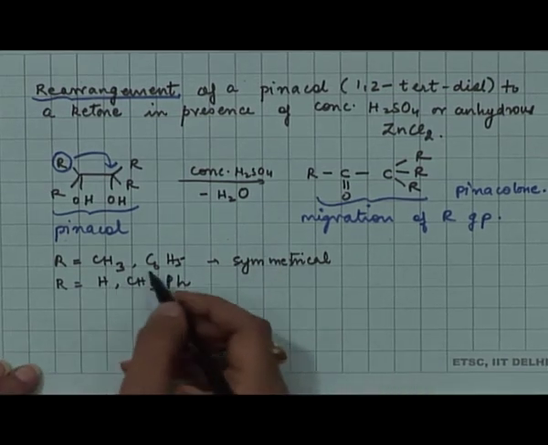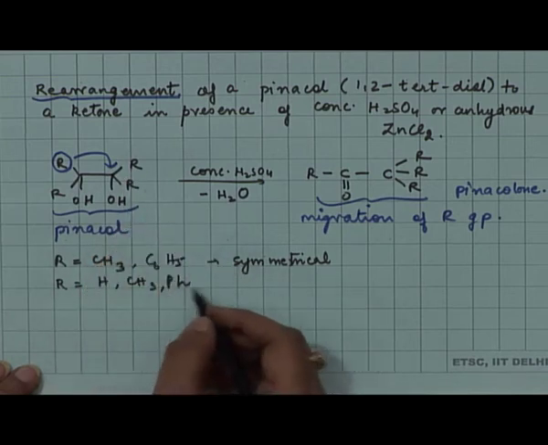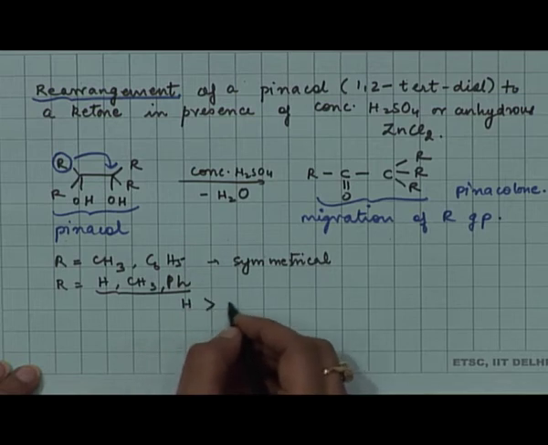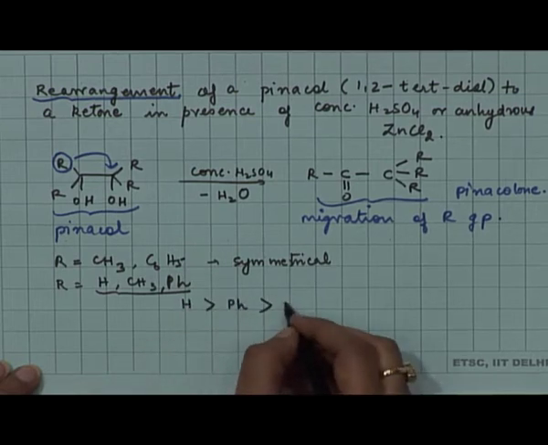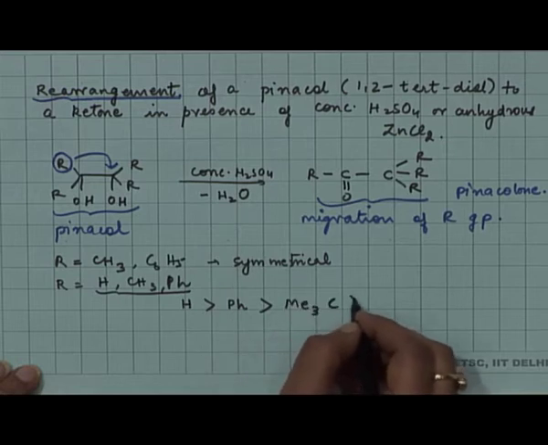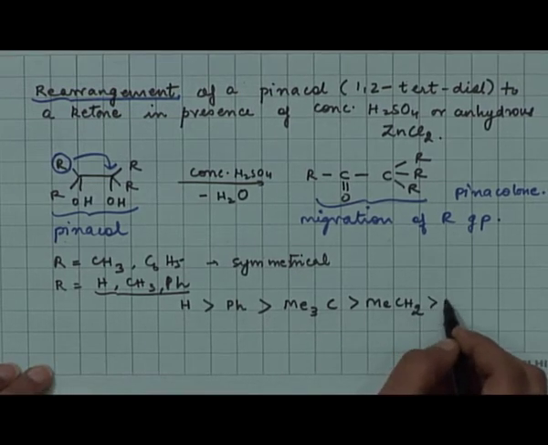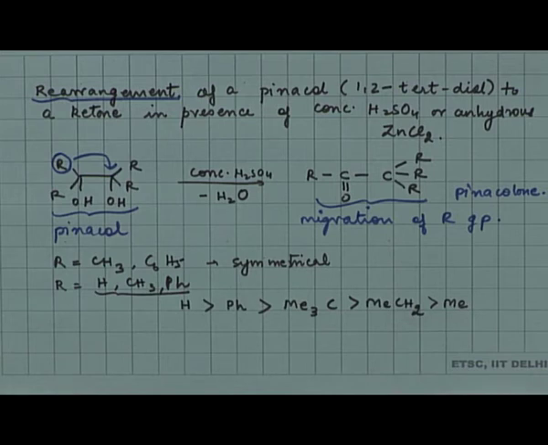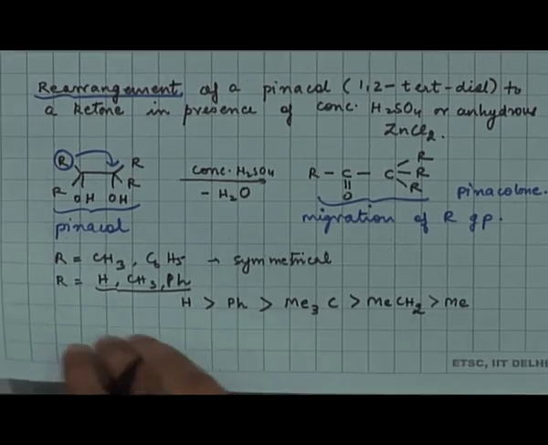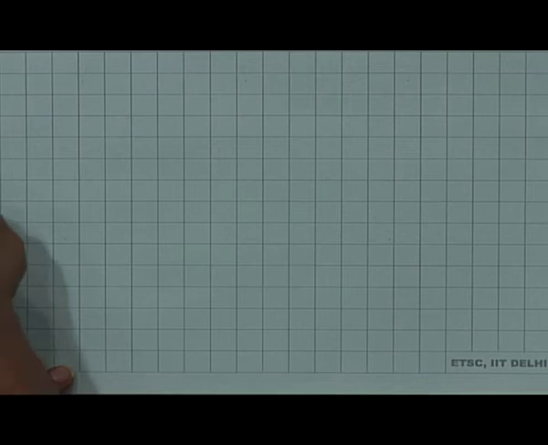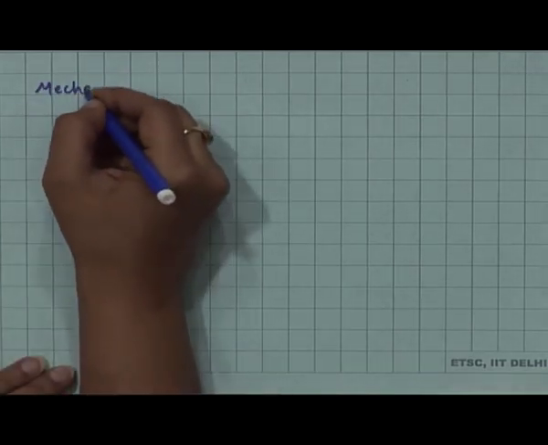Now the question is which R is going to migrate. The migratory aptitude between these different groups follows the order hydrogen, followed by aryl, followed by alkyl, and in the alkyl again, the more electron donating the alkyl, the better is its migratory aptitude. So, this is a very interesting reaction of diols in which there is a rearrangement to give a ketone. Let us briefly analyze what is happening through this reaction.